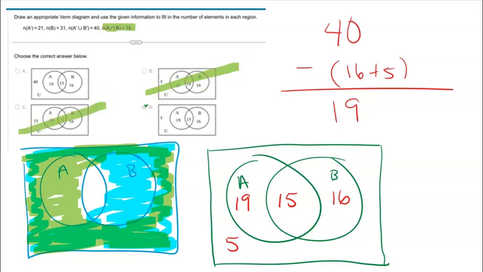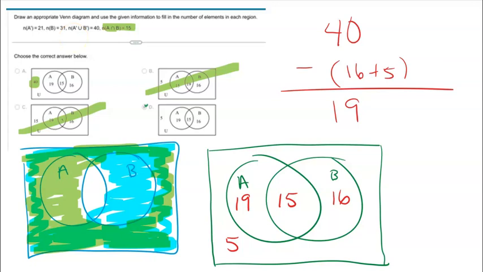Okay, and then the next thing we talked about was the 16 out here. So these two look really, really good. They even have 19, 15, 16, 19, 15, 16. So they made sure you used all the information. Notice they put the 40 right here. Well, that can't be, because 40, again, is the number in A complement union B complement.